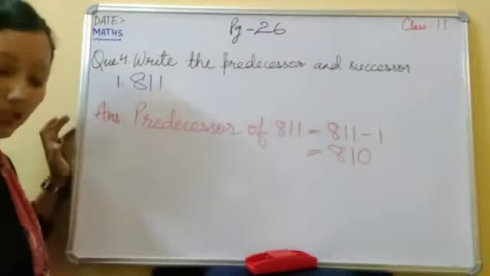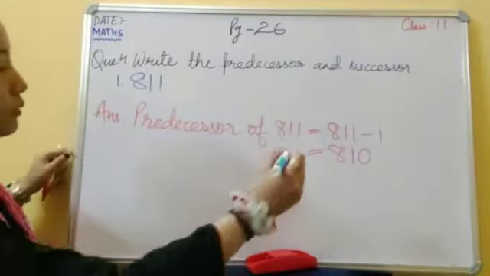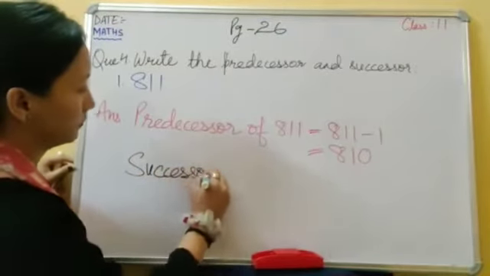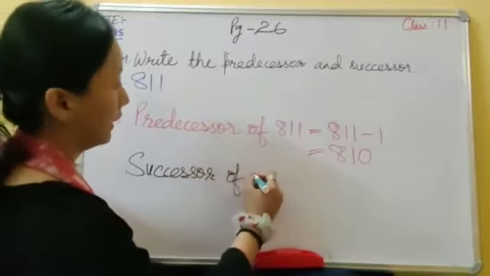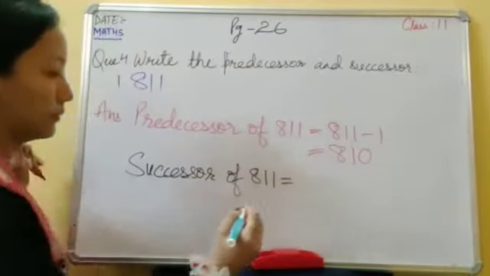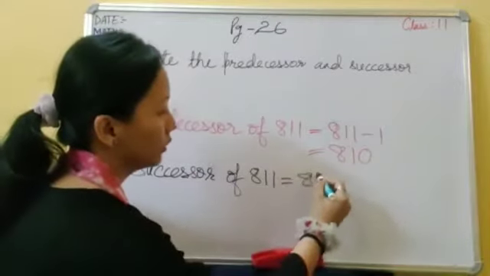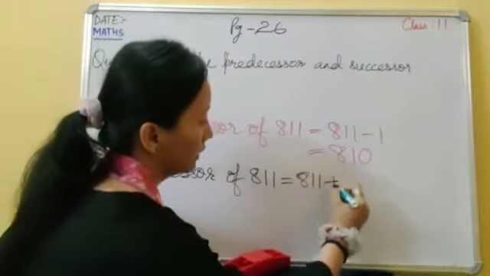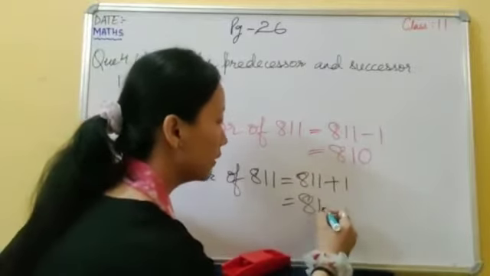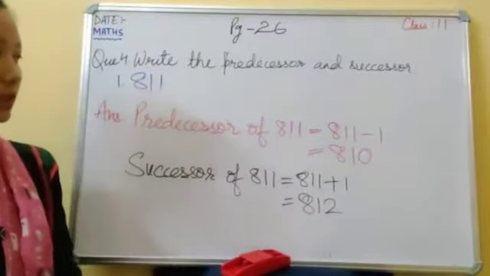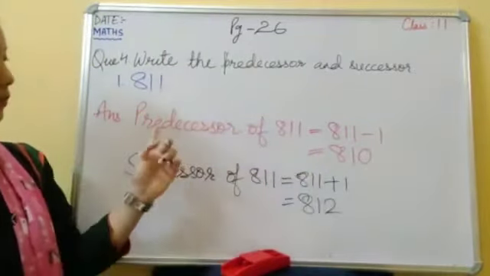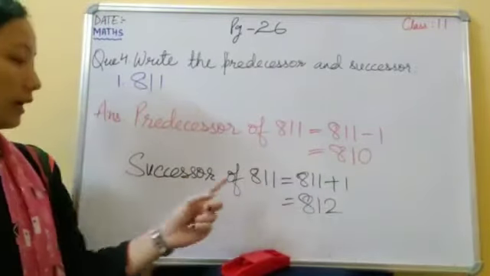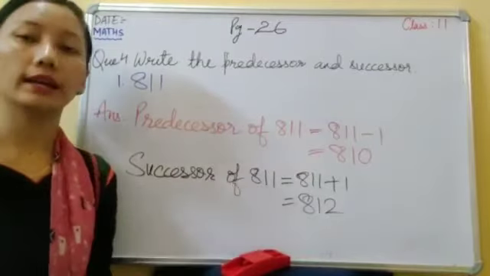810. Good. Now let's write the successor. Successor of 811. So what will you do? 811 plus 1 is equal to 812. So 810 is the predecessor of 811 and 812 is the successor of 811.